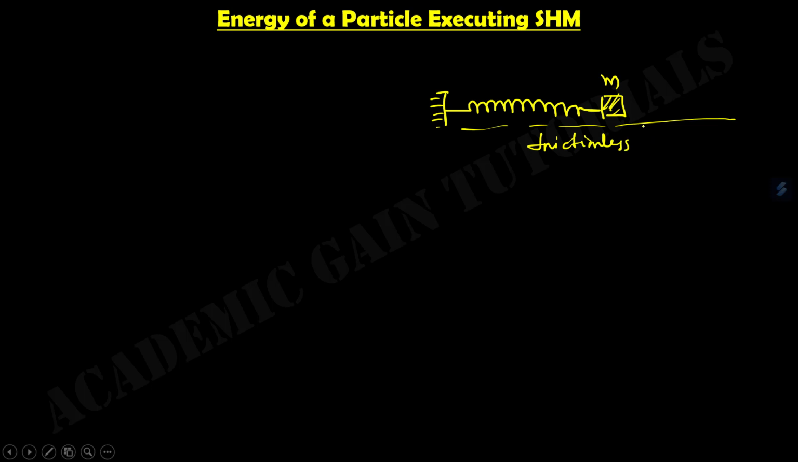In this video, we'll discuss the energy of a particle executing simple harmonic motion. So let one end of an ideal spring be fastened on a wall, and an object of mass m is attached to the other end. The object is able to move easily on the horizontal and frictionless surface.